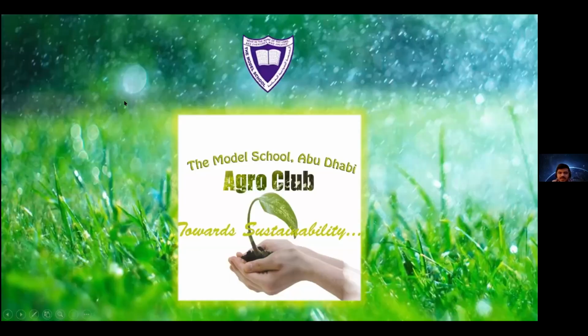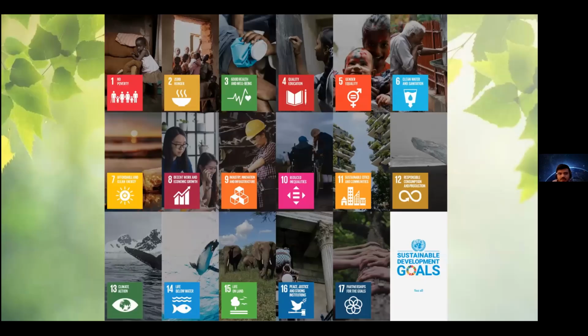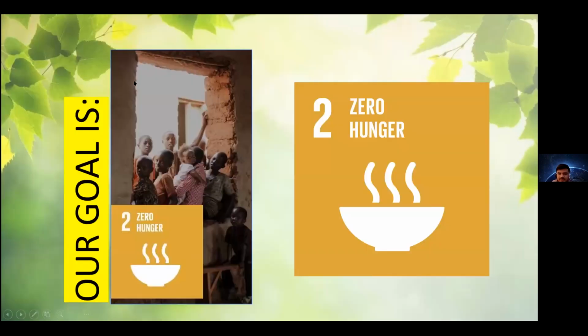Respected principal, HOs, teachers, and my dear friends. Good morning to all. I am Amal Mohammed, and I am the program coordinator of the Agro Club. Today, we are here to brief about the plans we are having for the upcoming school assembly. As you know, the UN Sustainable Development Goals are 17 goals that are required to be achieved for a better and more sustainable future for all. And our club will be presenting an assembly on the second theme, Zero Hunger. Now I call upon Master Nasim for explaining the theme, Zero Hunger.